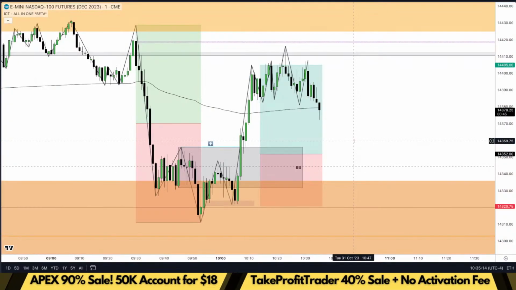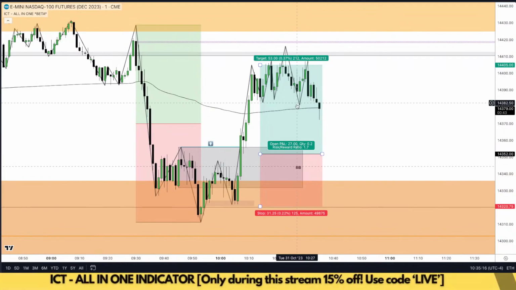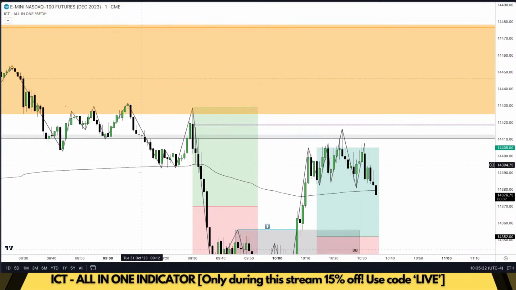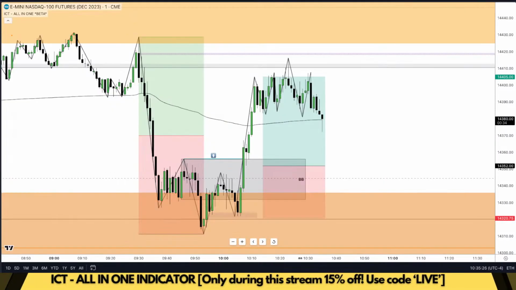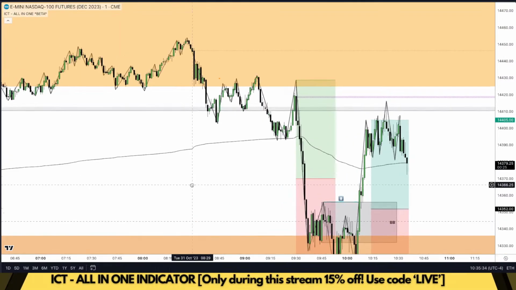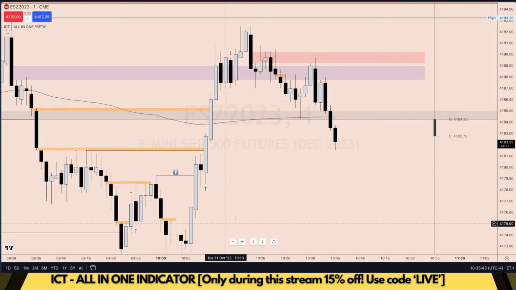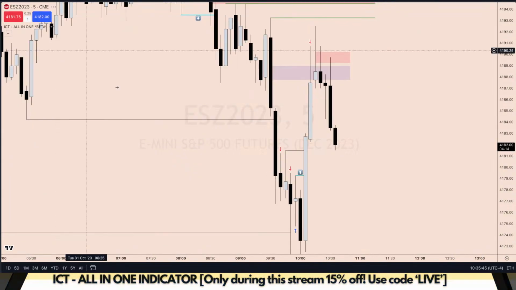On NQ, same thing: market structure shift, daily volume imbalance, daily bearish volume imbalance. We still hold around the VWAP. We got below the midnight level. That's where we saw the entire 2022 model form. Right up here, market structure shift, bearish fair value gap, nice. That played out well. Let's go back to the 5-minute time frame.